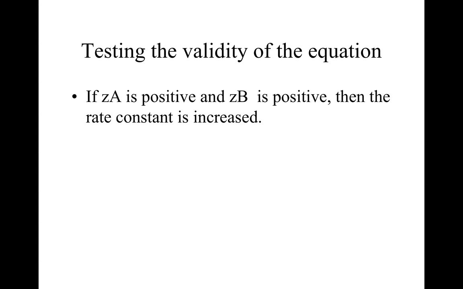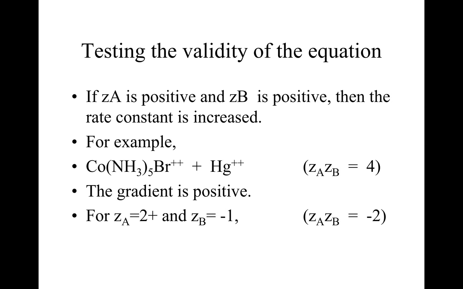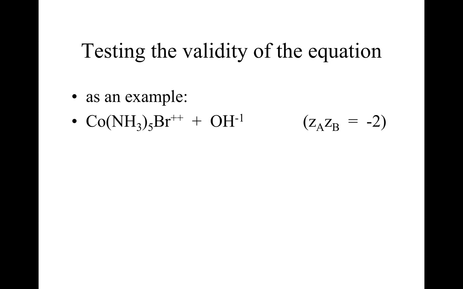If ZA is positive and ZB is positive, then the rate constant is increased. For example, Co(NH3)5Br++ plus Hg++. Here, ZAZB is equal to 4. The gradient is positive. For ZA equal to +2 and ZB equal to -1, ZAZB becomes -2, and here the rate constant is decreased. As an example, again, Co(NH3)5Br++ plus OH-, here ZAZB is equal to -2. And the rest of this can be seen in the figure below.